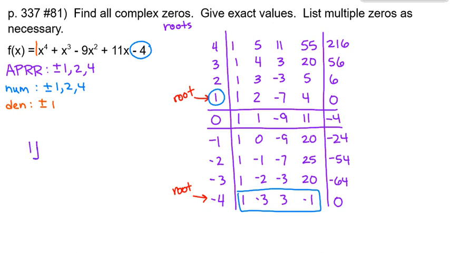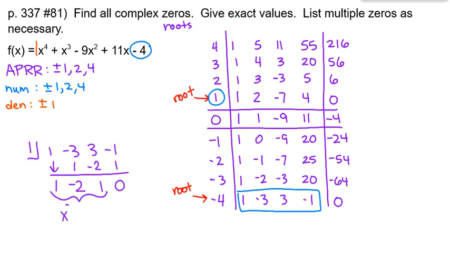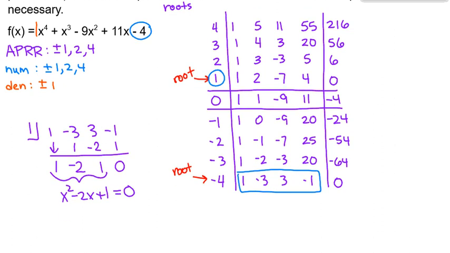1, and then the row was 1, -3, 3, -1. That is a cubic polynomial. Do regular synthetic division: bring down the 1, multiply by the number in the box, write it here and add, and repeat. There's our remainder of 0. This is the quadratic we were looking for, x squared minus 2x plus 1. Set that equal to 0 and solve for the final 2 roots.